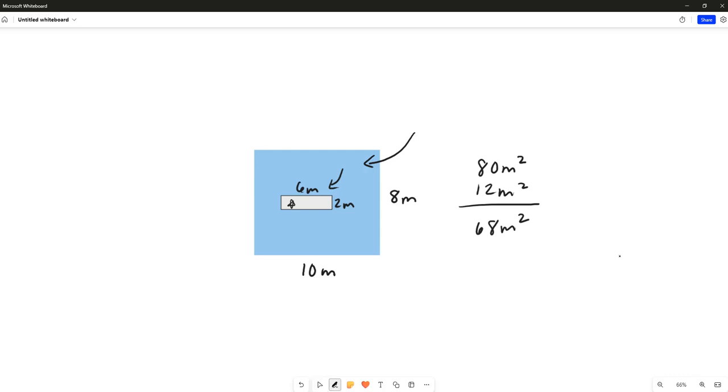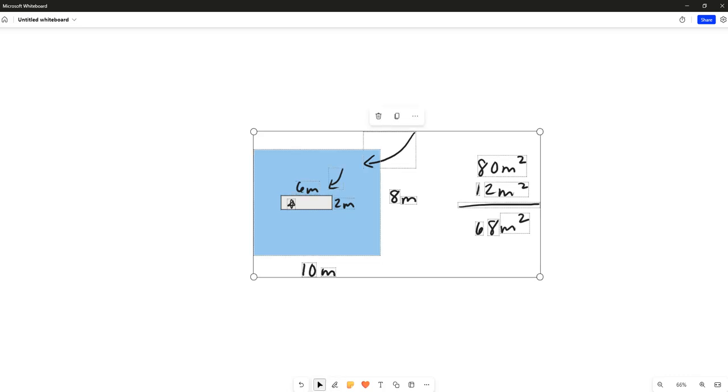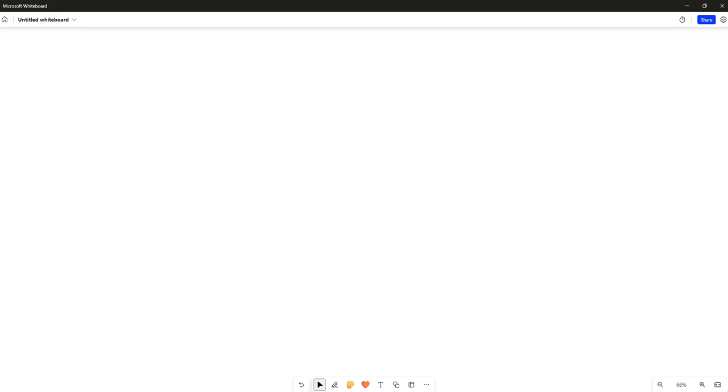Okay, let's move on to page 38. This is 8C, area of a triangle. So the altitude or the height of a triangle is the perpendicular distance from either the base of the triangle or an extension of the base to the opposite vertex. And any one of the 3 sides can be designated as the base.